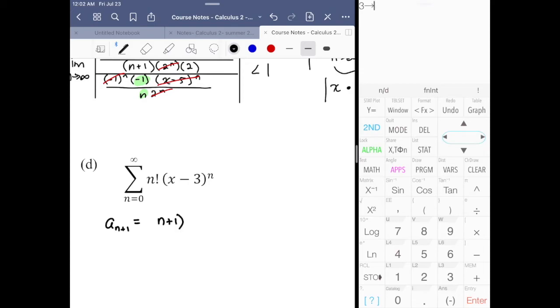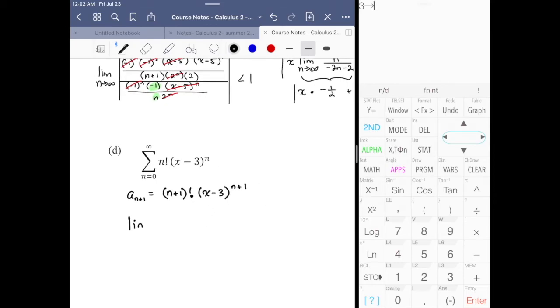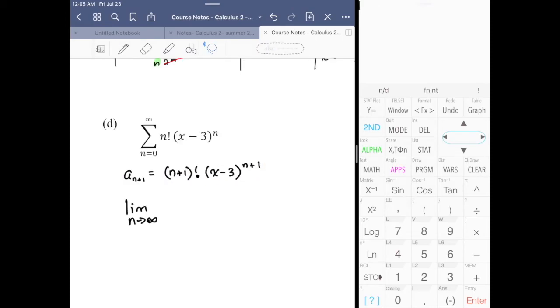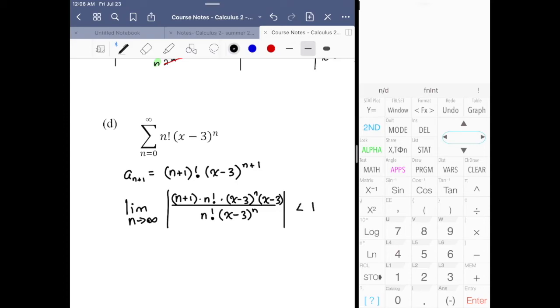All right, so let me get an a sub n plus 1, which is n plus 1 factorial x minus 3 to the n plus 1. So limit as n approaches infinity of the ratio of a sub n plus 1 over a sub n. I'm not going to write it as n plus 1 factorial. I'm going to write it as n plus 1 times n factorial, times, instead of x minus 3 to the n plus 1, x minus 3 to the n times x minus 3. And that whole thing will be over n factorial times x minus 3 to the nth.